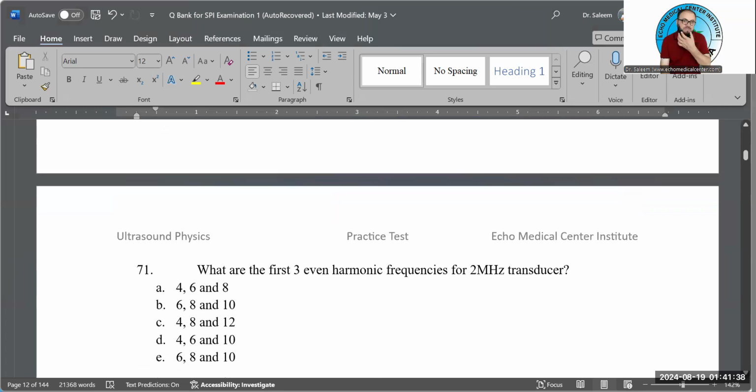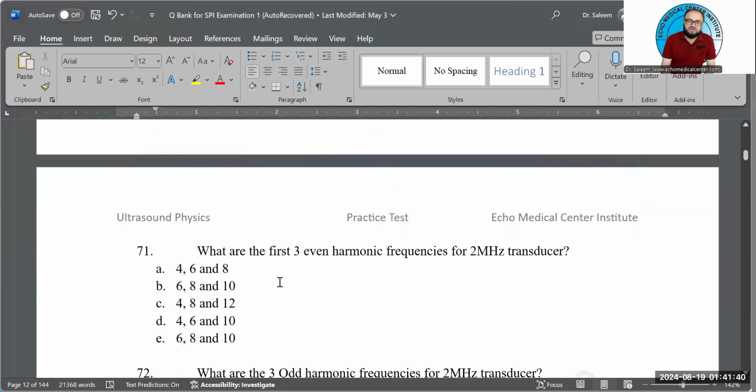Okay, now, what do you think about this question? What are the first 3 even harmonic frequencies for 2 megahertz transducers? Is it 4, 6, and 8 megahertz? Is it 6, 8, and 10 megahertz? Is it 4, 8, and 12 megahertz? Is it 4, 6, and 10 megahertz? Is it 6, 8, and 10 megahertz? What do you think?